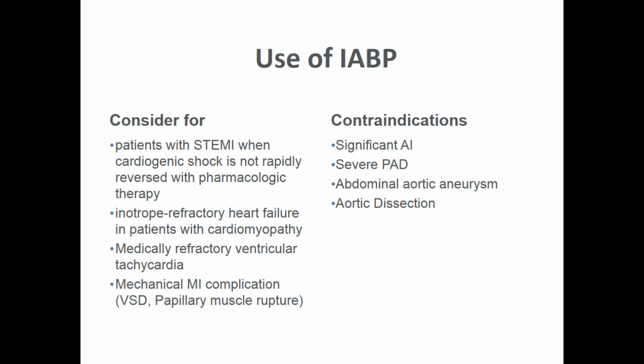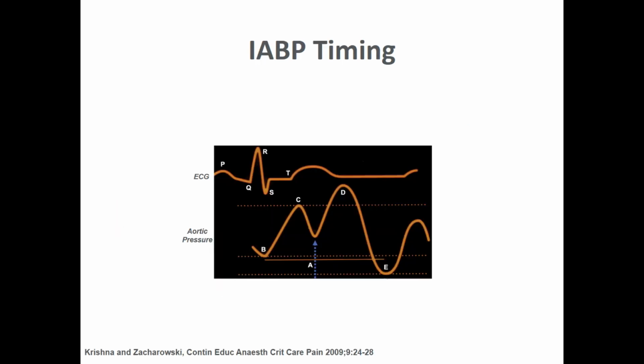The contraindications for use of the balloon pump, since it sits in the descending aorta and augments afterload in diastole because the balloon inflates in diastole, are significant aortic insufficiency, severe peripheral arterial disease, which might obstruct the passage of the catheter, abdominal aortic aneurysm, since the device may enhance the risk of aortic rupture, and aortic dissection, because placement of the device may exacerbate or extend the dissection plane.